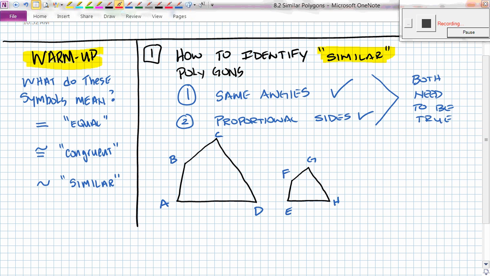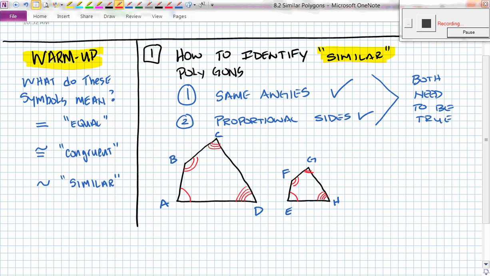So I said two things have to happen. They have to have the same angles. Well, angle A corresponds to angle E, and it's exactly the same angle. Angle B, which is different from angle A, so I'm going to use two rings, corresponds to angle F, and they're exactly the same angle. And I'm going to go all the way around the figure. Angle C corresponds to angle G. And then finally, angle D corresponds to angle H. So they all have the same angles.